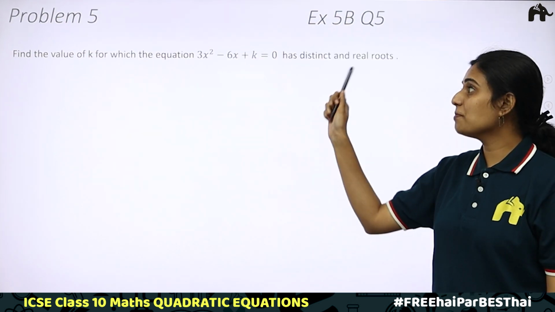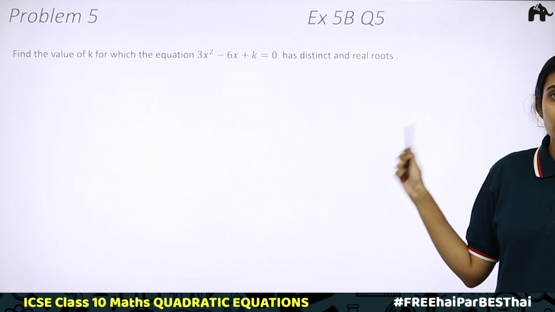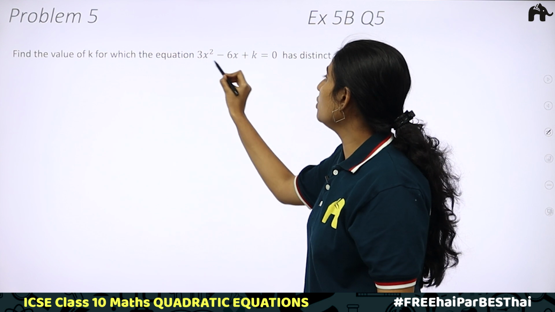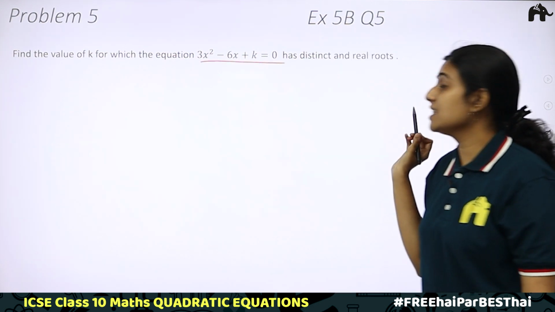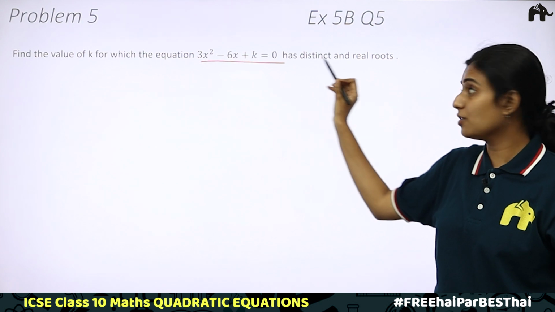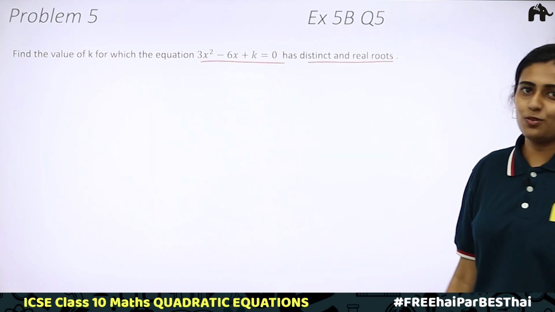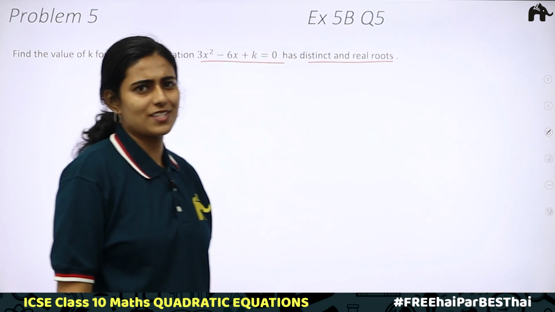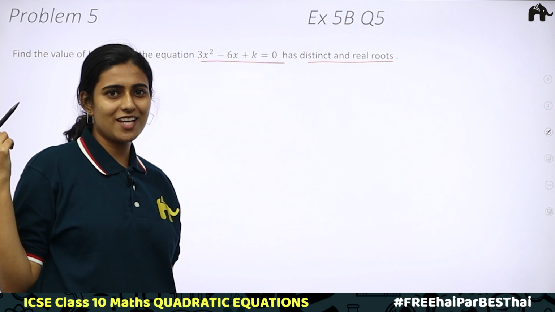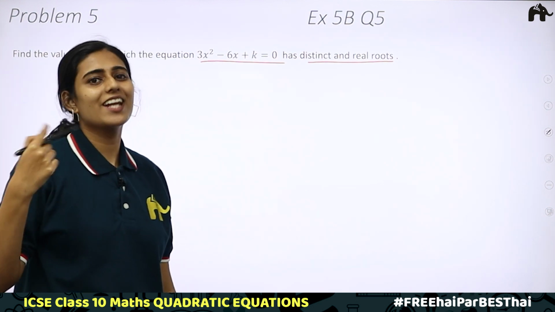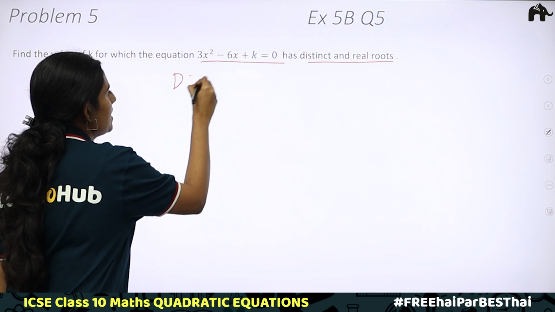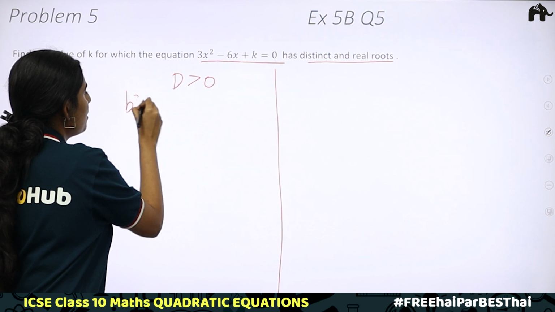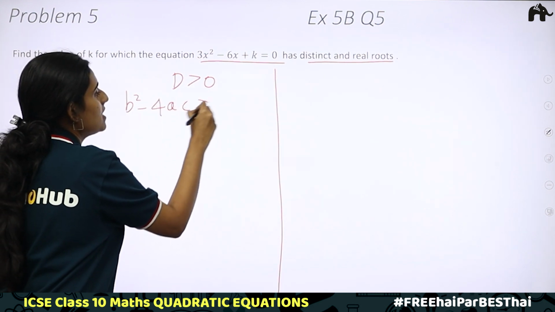Final question for today. Problem 5. Question number 5 of exercise 5B. Find the value of k for which the equation 3x square minus 6x plus k is equal to 0 has distinct and real roots. Here we have distinct roots. In case of distinct roots, what is the condition for the discriminant? The value of discriminant is greater than 0. Discriminant greater than 0, which means b square minus 4ac is greater than 0.